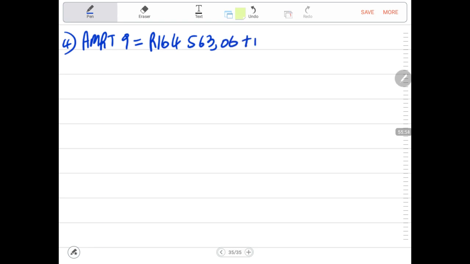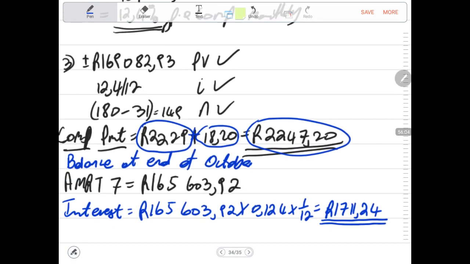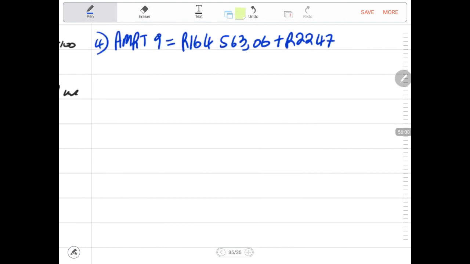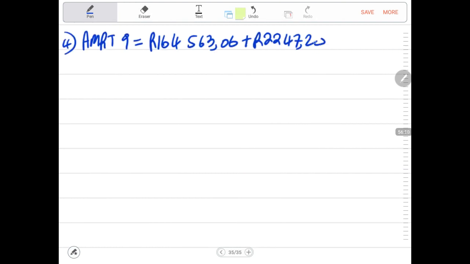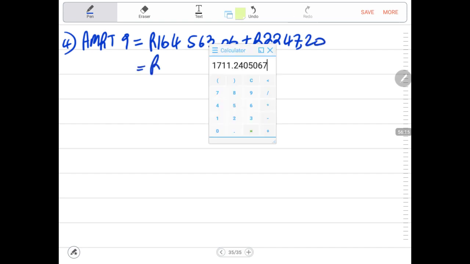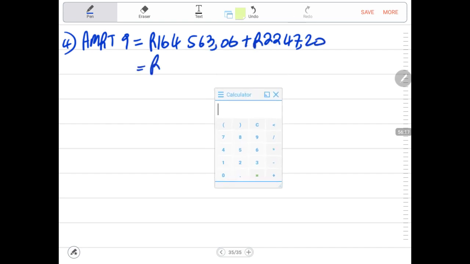Now, what do I need to do? I just need to add back the December payment. How much is the December payment? It is 2,247. Where do I get that? Remember, we know that in the new period, our monthly payment is 2,247.20. So now we will be doing that, and we do it simple like that.